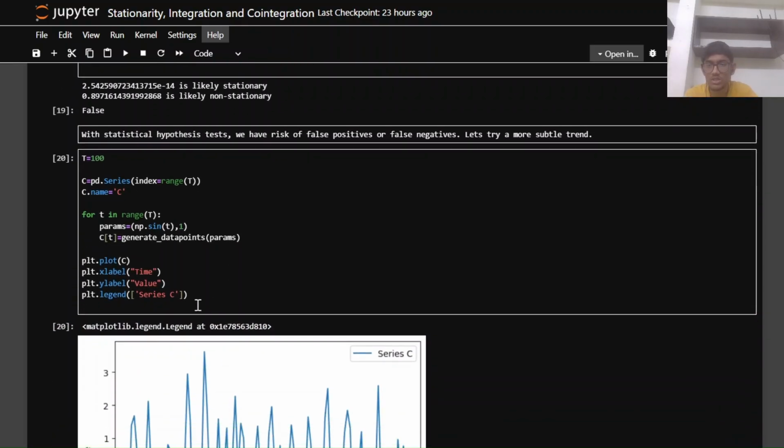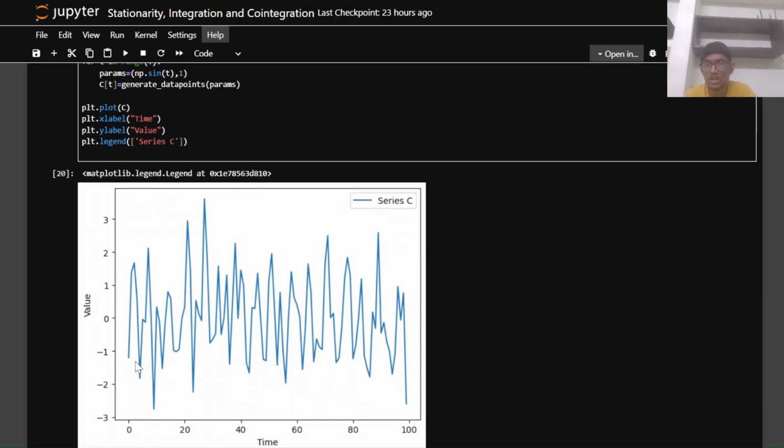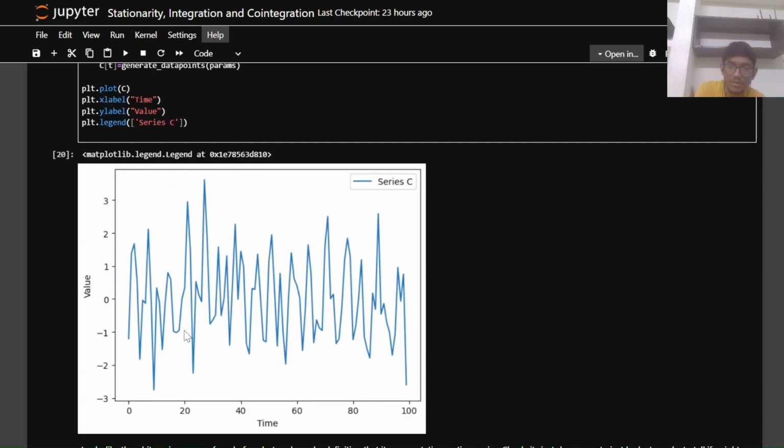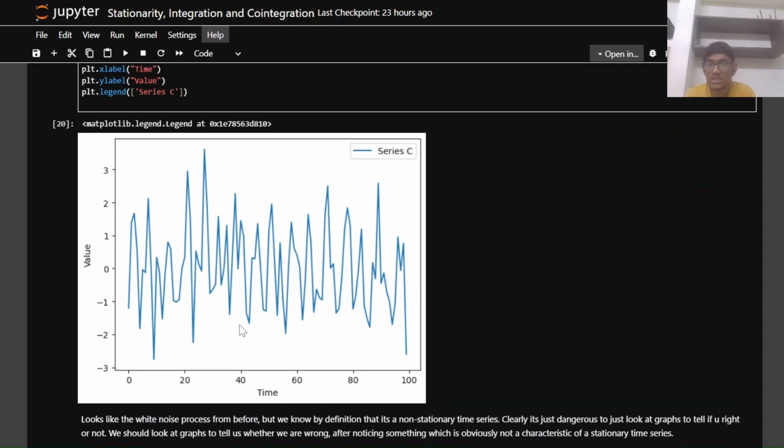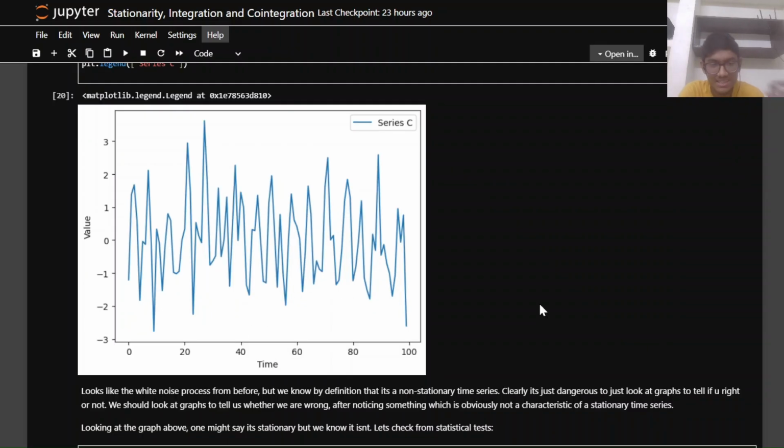After doing so, you get this plot, which is very similar to your time series A, because this just looks like noise with mean 0 and variance 1. But this is just how it looks; by definition we know it is a non-stationary time series. As we can see, it is clearly dangerous to just look at graphs and figure out whether the time series given to you is stationary or not.